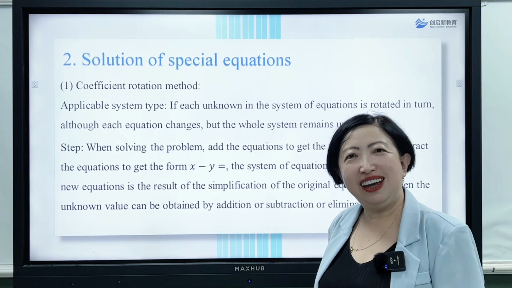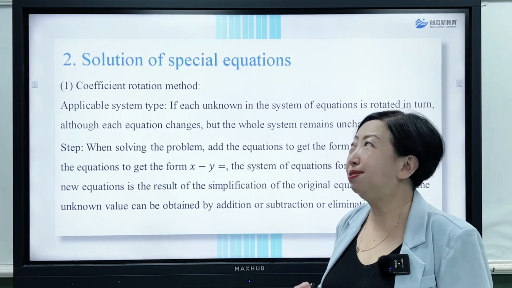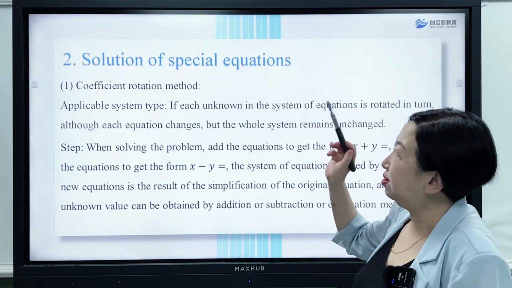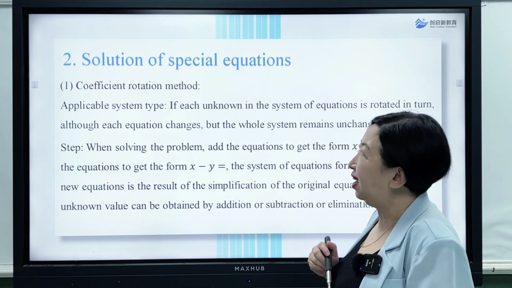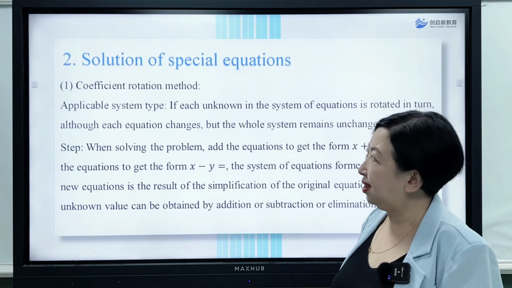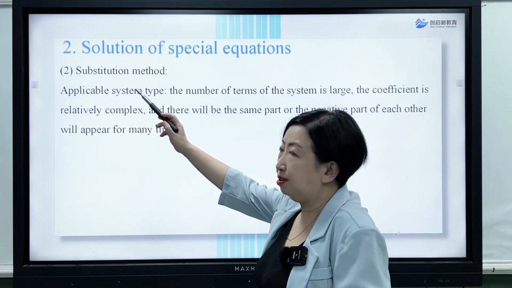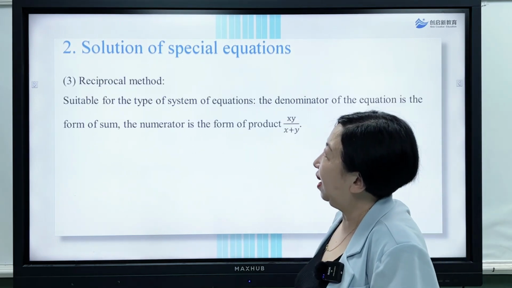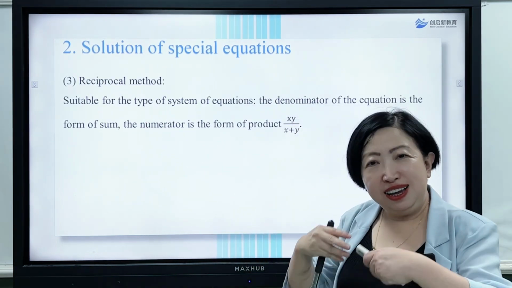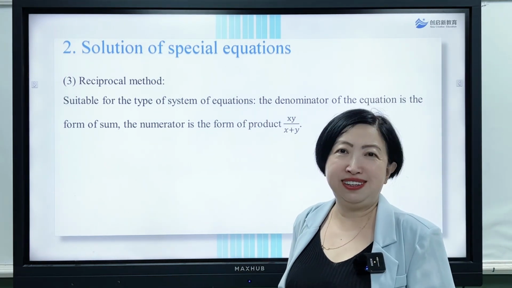Of course, my friends, I will share some special equations, the methods of how to solve them. The first is the coefficient rotation method, the second is the substitute method, and the third is the reciprocal method. I will use some examples to share with my friends.